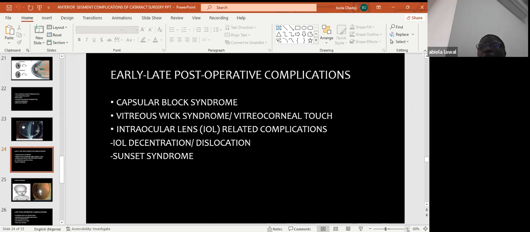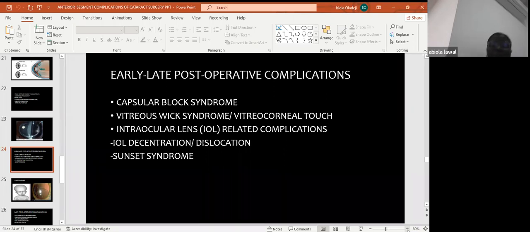Sometimes the wick is adherent to the endothelium. When it is visible, when it is seen clearly, a laser can be applied to it, and that may help to relieve the inflammation. Also, because this can predispose to cystoid macular edema, that has been found to be helpful in reducing that too.